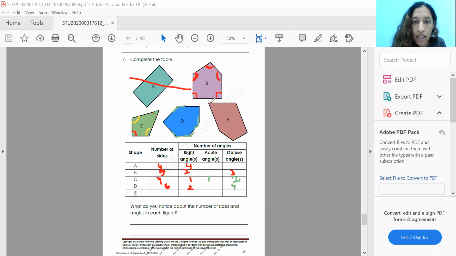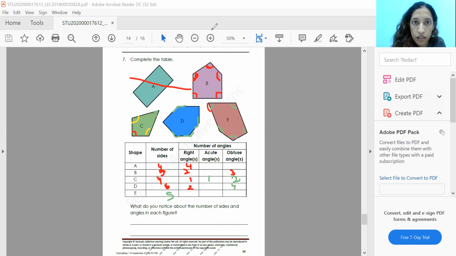Now let's look at the next one. How many sides are there? 1, 2, 3, 4, 5. 5 sides. How many right angles are there? Let us draw them out first, all right? Let me just draw all of this out so it's easier for you. Okay, so let us identify. Are there any right angles? No, there aren't. Okay, and then let us see how many acute angles are there.